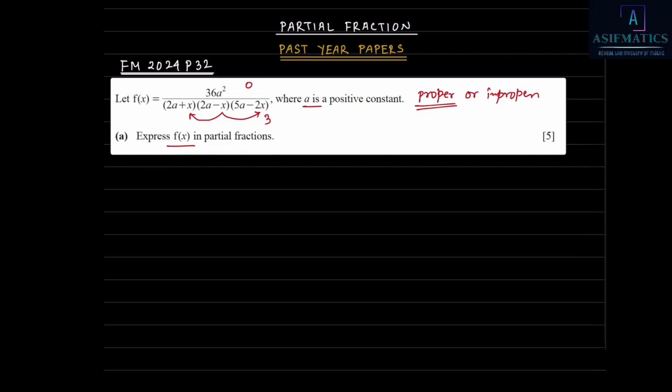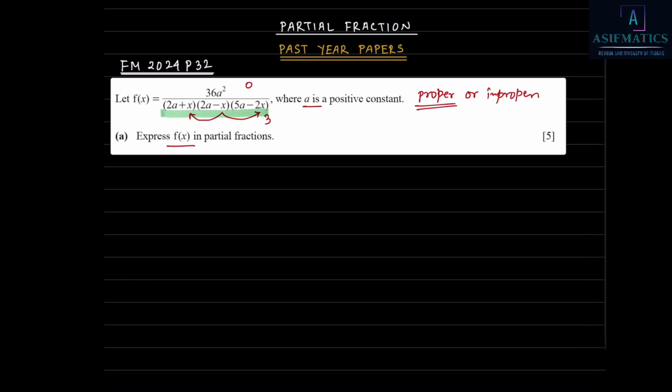Number two, is it linear, quadratic, or repeated form? How do you do that? Look at the denominator only. In the denominator, you have three factors, and in every factor within the bracket, the power of x is just 1, right? So this is a linear form, a linear fraction. This is proper as well as linear, so we have to apply the linear formula for this case.